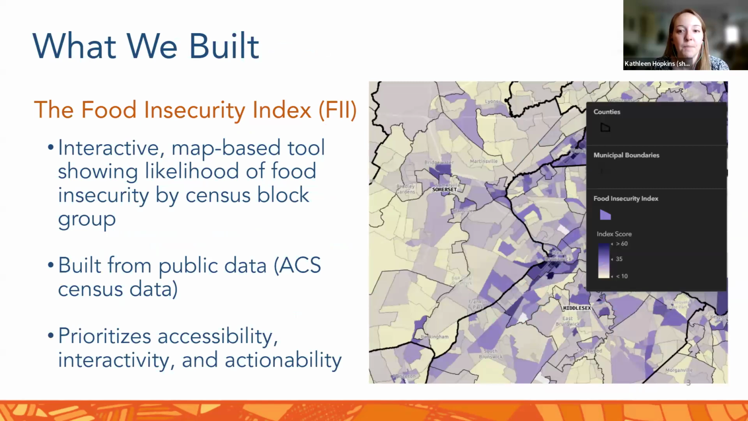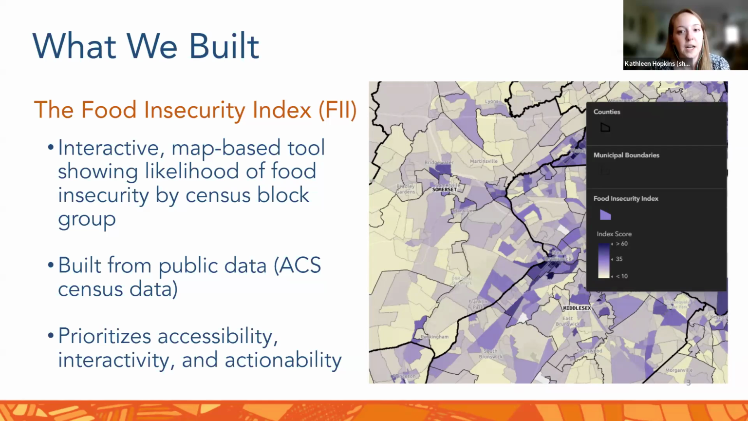Next slide, please. Okay, first I'll give you an overview of what we created before diving into the specifics of the methodology. We built an interactive map-based tool that we call the Food Insecurity Index that shows the likelihood of food insecurity by census block group. If you're not familiar, a block group is a geographic designation from the census. It's about the size of a neighborhood, typically not larger than a few thousand people.